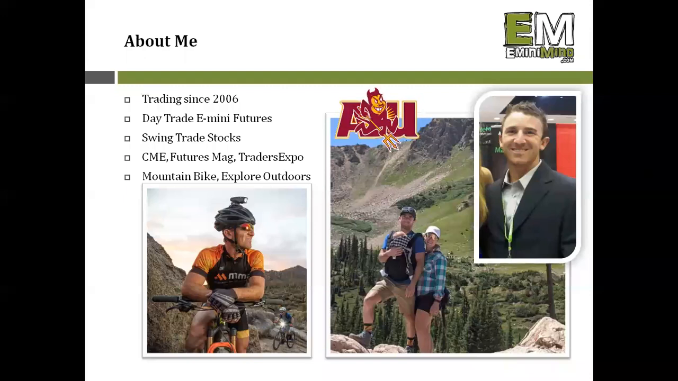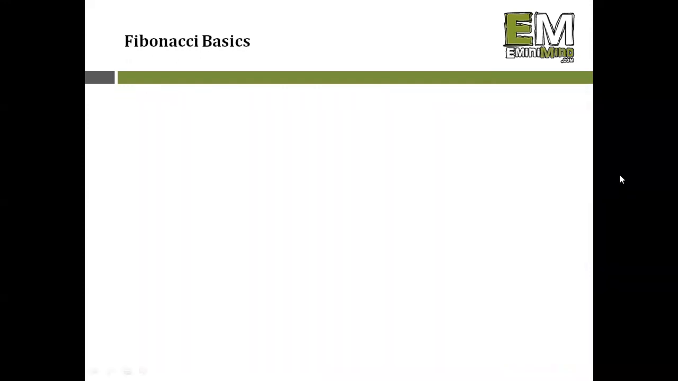Let's get into the meat and potatoes here. We're going to start with some of the Fibonacci basics and get into the identification of the trend, and then work our way in just a little bit to trade entries and trade management. I will try and keep my eye on the chat box here. So if you do have questions, feel free to type them in, and I'll try to answer those as we go. That way you're not left hanging.